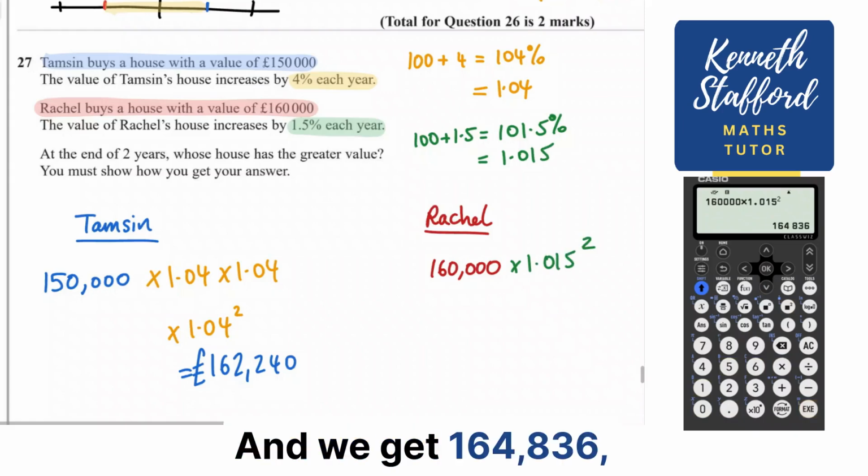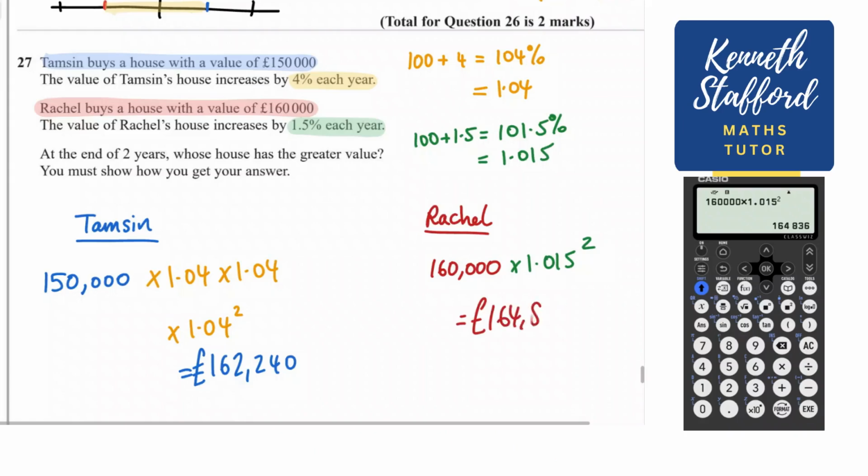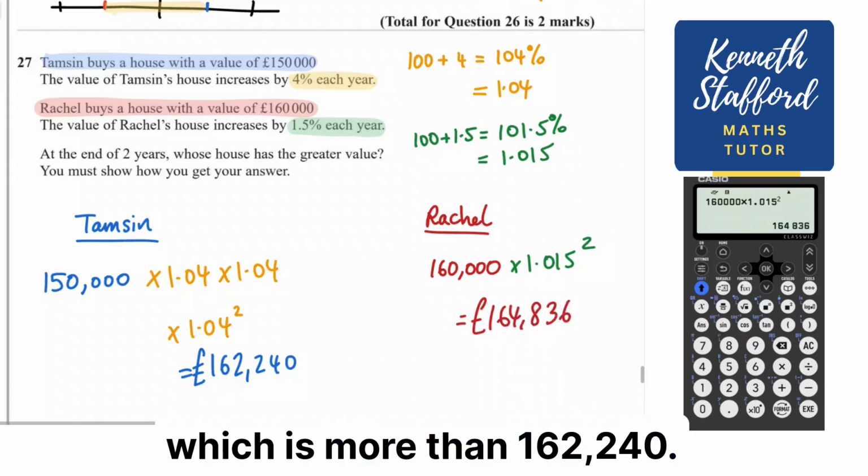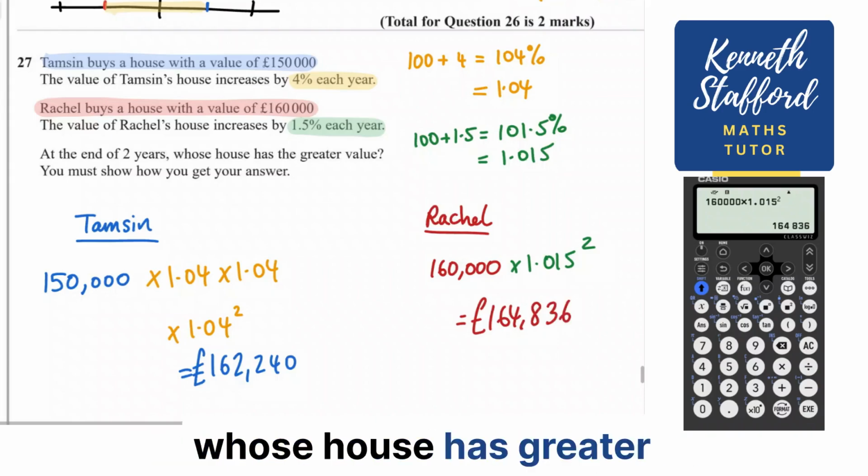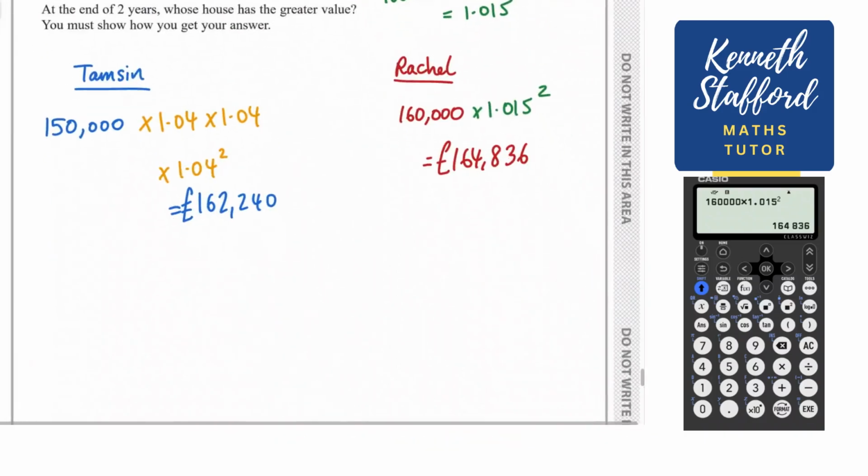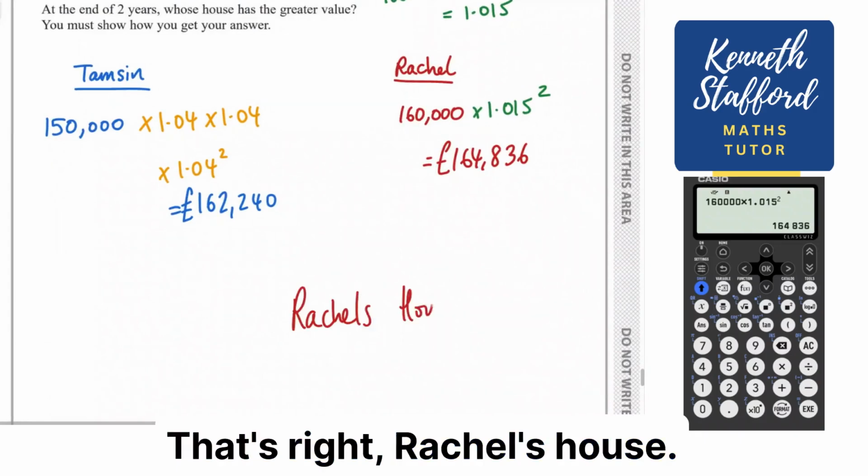And we get 164,836, which is more than 162,240. So at the end of the 2 years, whose house has greater value? Rachel. That's right, Rachel's house.